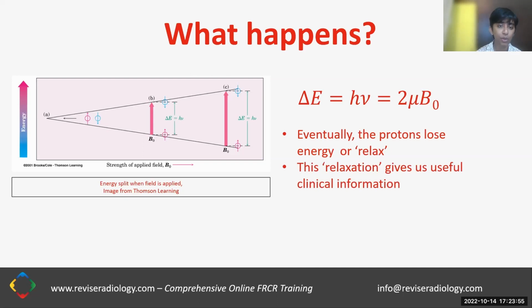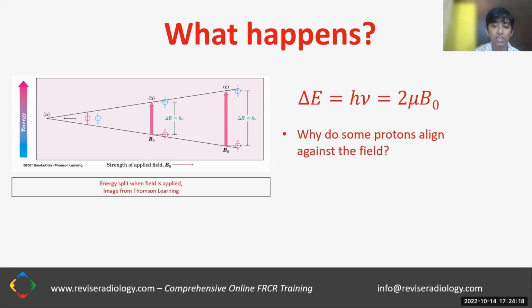So eventually what happens is this oscillation causes the protons to go to a high energy state. Once the oscillation of the magnetic field stops, the protons will lose the energy they gained, or relax. So this relaxation gives us useful clinical information. So that's essentially what happens, and we'll go through this in detail and find out what happens.